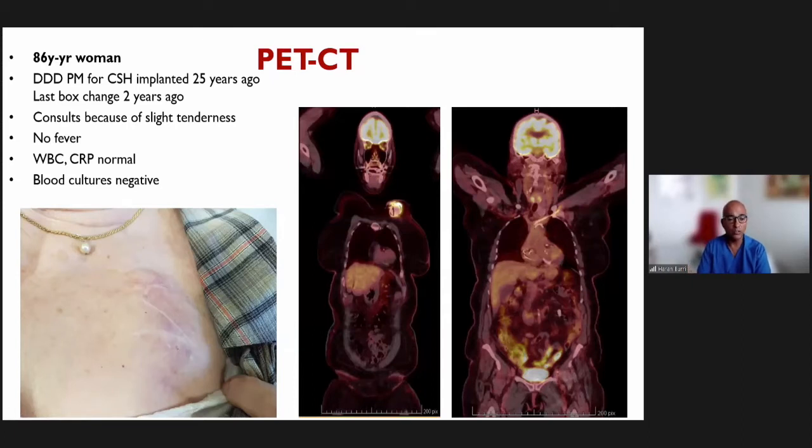And we proceeded with an extraction of the material, which then grew Staphylococcus epidermidis. PET-CTs are becoming very useful for confirming suspected infection, and also very useful for evaluating if there are any septic emboli in the organs.